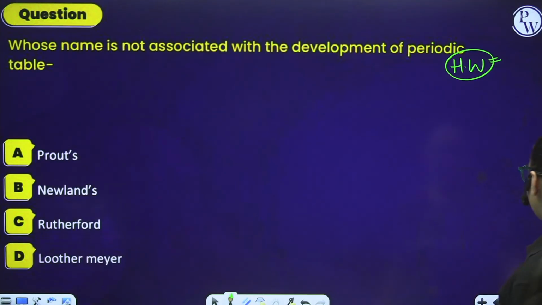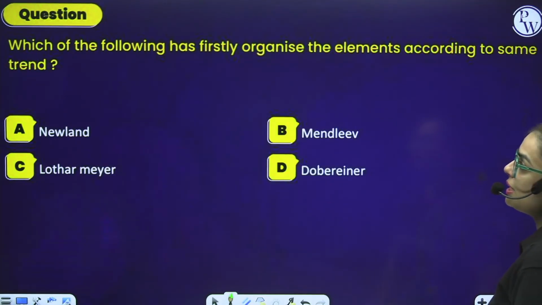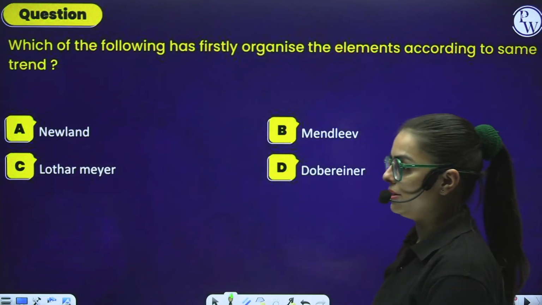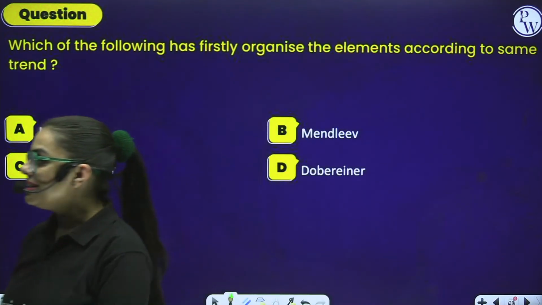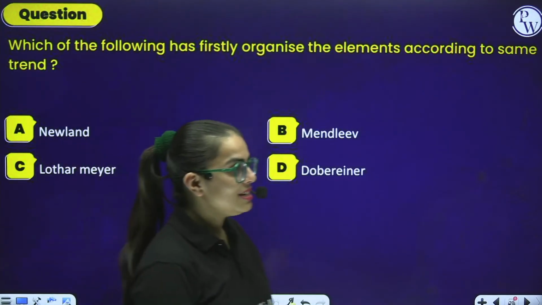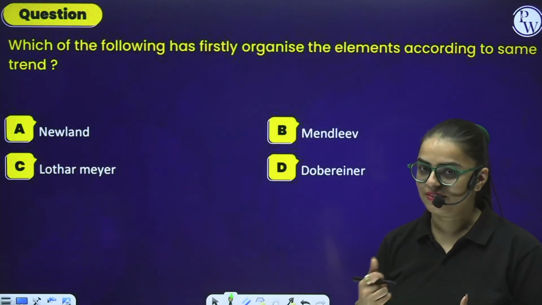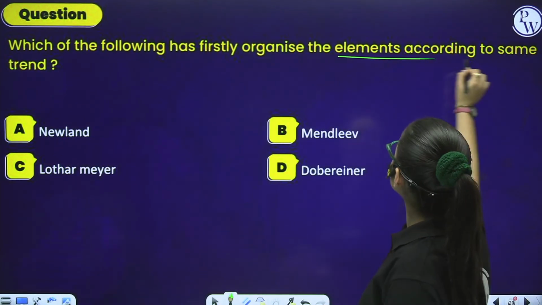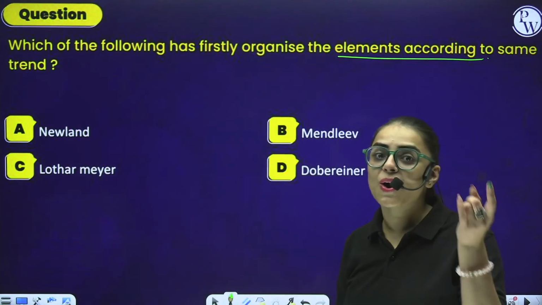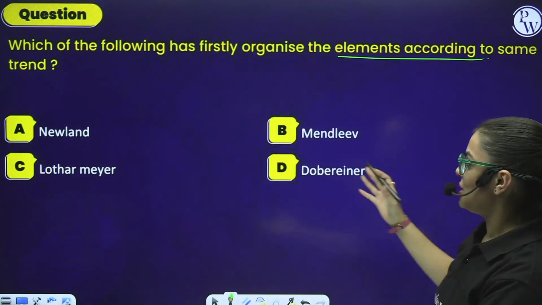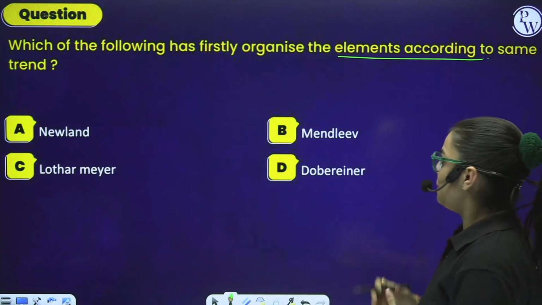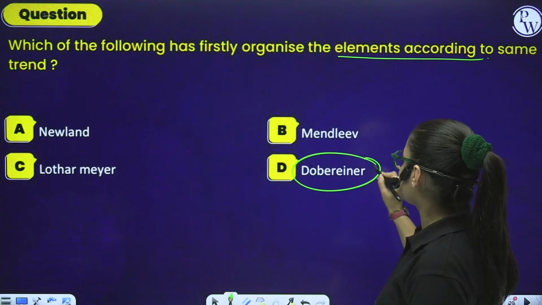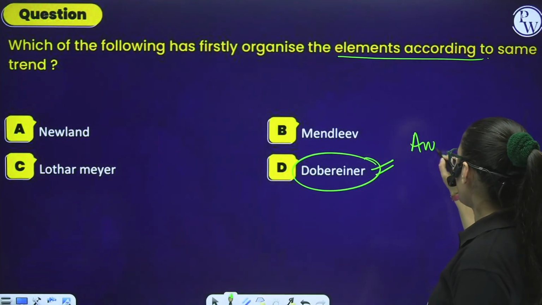Next question is, which of the following has firstly organized the elements according to the same trend? I'm going to count till 10. 1, 2, 3, 4, 5, 6, 7, 8, 9, and 10. So the first one to organize the elements according to the same trend was Dobereiner. Let us read the options. A, Newlands, B, Mendeleev, C, Lothar-Meyer, while D is Dobereiner. So the answer is going to be option number D.